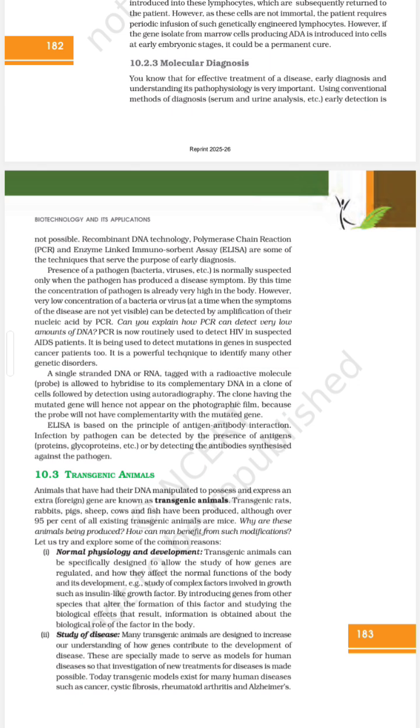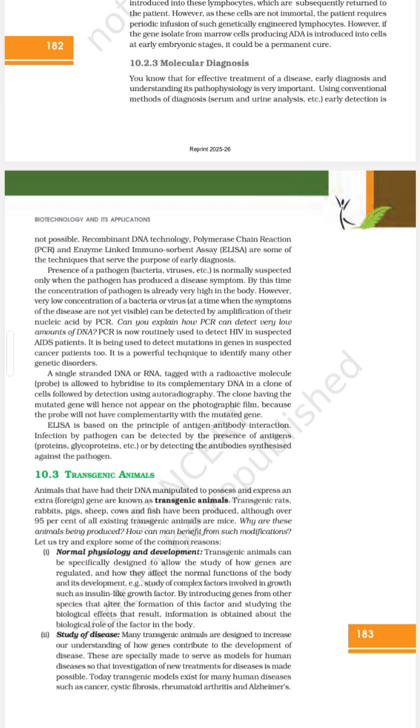ELISA is based on the principle of antigen antibody interaction. Infection by pathogen can be detected by the presence of antigens, proteins, glycoproteins, etc., or by detecting the antibodies synthesized against a pathogen. From here, learn three definitions, that is recombinant DNA technology. You have learned it in the previous chapter only. Learn what is PCR, learn what is ELISA, and learn hybridization technique.